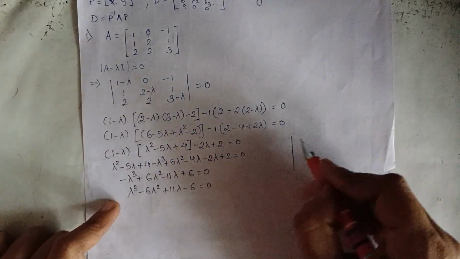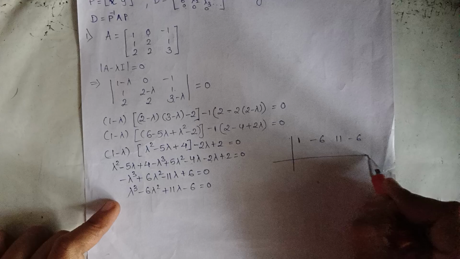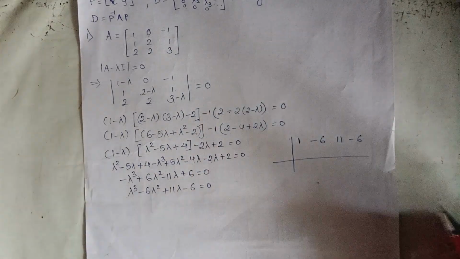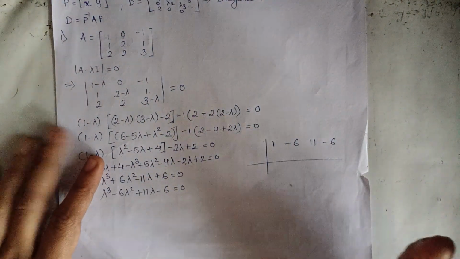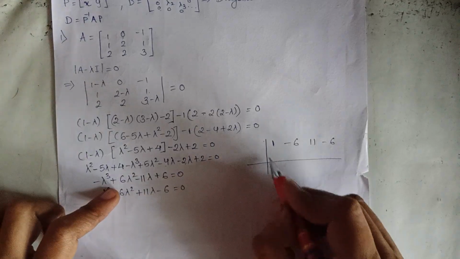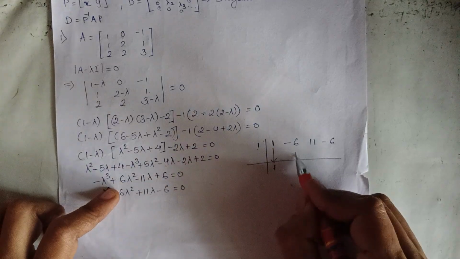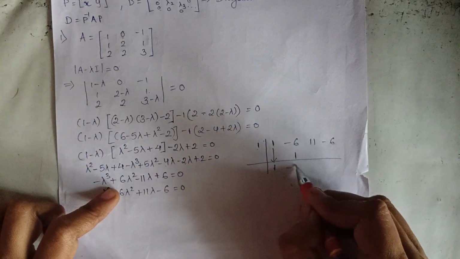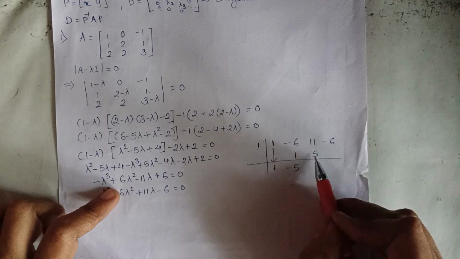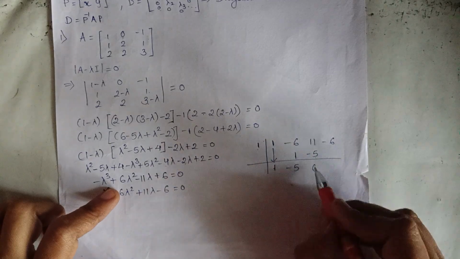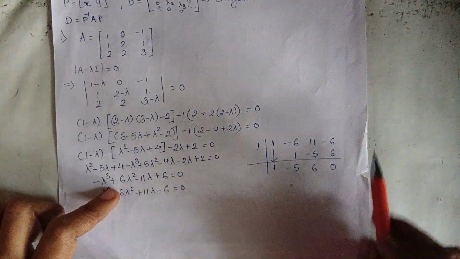So the coefficients you have to write: 1, minus 6, 11, minus 6. We are doing this to reduce it to the quadratic form, so that we can easily find the factors. I'm going to take 1. This 1 comes here. Then 1 into 1 is 1. Minus 6 plus 1 is minus 5. 1 into minus 5 is minus 5. 11 minus 5 is 6. 1 into 6 is 6. This is 0. Till you get 0 here, you have to continue this.